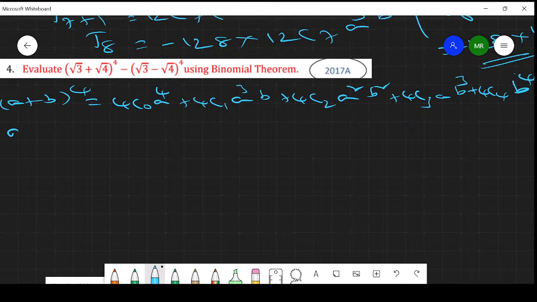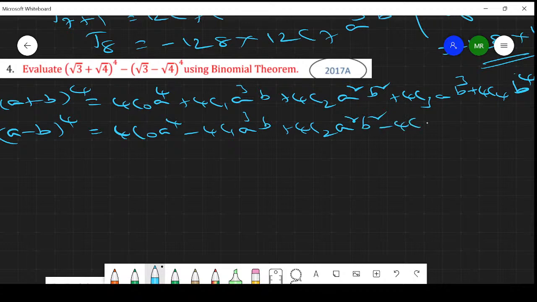Similarly, (a-b)^4. When I take a minus b whole power 4, we get alternating signs: 4C0 a^4 minus 4C1 a cube b plus 4C2 a^2 b^2 minus 4C3 a b cube plus 4C4 b^4.